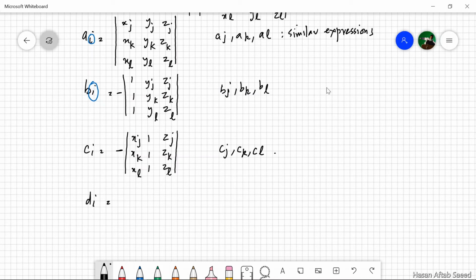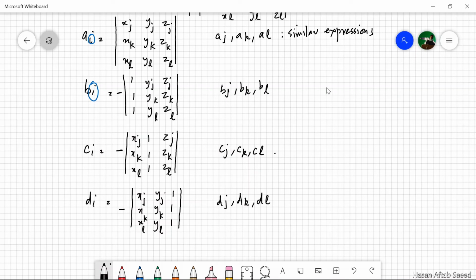Now there's an extra set of coefficients again, where one should now be in this column, and you have the x column and y column and i here, so here j, k, and l, and you can write similar expressions for Dj, Dk, and Dl.